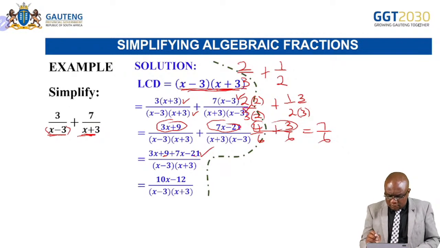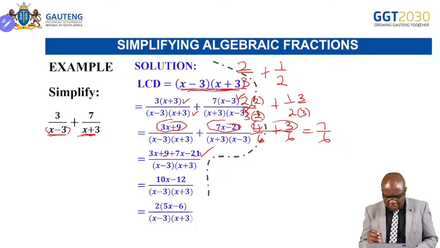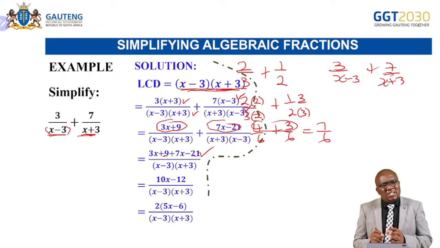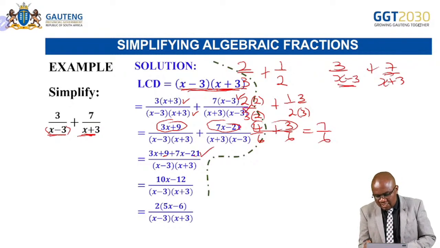I really hope that people understood that. Then I'm tempted to try this again because I hope it's clear. Let me just quickly go through it. 3 over x minus 3 plus 7 over x plus 3. I want the denominators to be the same. So the LCD here is x minus 3, x plus 3. So I have to multiply this one by x plus 3, and this one by x minus 3.